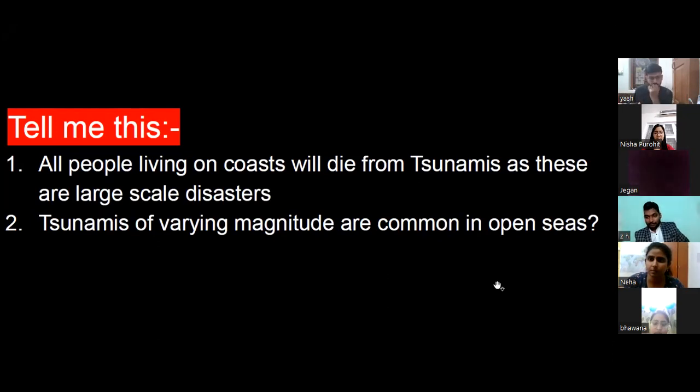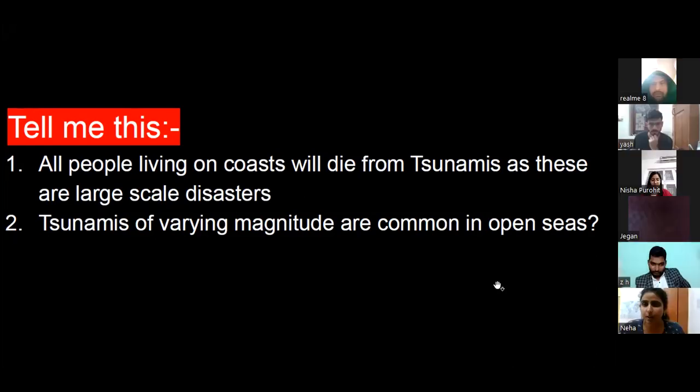Neha, second option, sir. Neha, second seems more correct because the first says all people living on the coast will die. So all cannot die. There can be a possibility that some will survive even after the disaster is very grave. And if you pay attention, the second statement also seems a general statement.